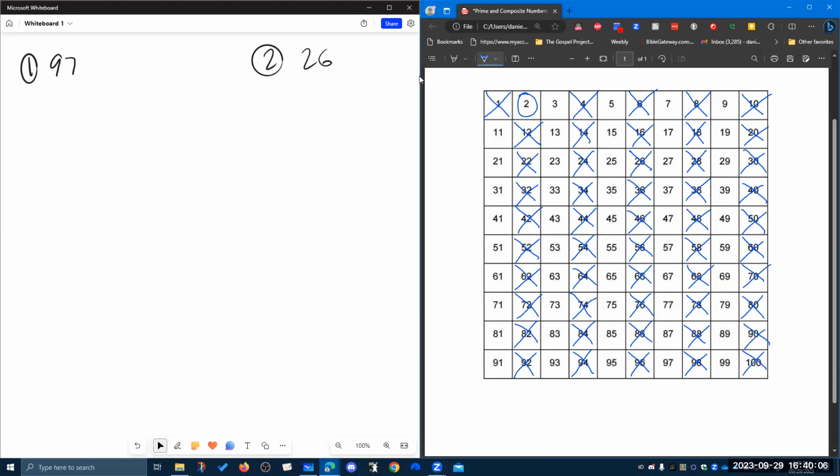Now the next number that's not crossed out is the next number that we're going to circle. 3 is the next prime number. And now I'm going to cross out every third number, every multiple of 3. So we've already crossed out 6. Need to cross out 9. We've crossed out 12. I need to cross out 15. We've crossed out 18. Need to cross out 21, and so on. You see every other multiple of 3 is going to be one that we need to cross out.